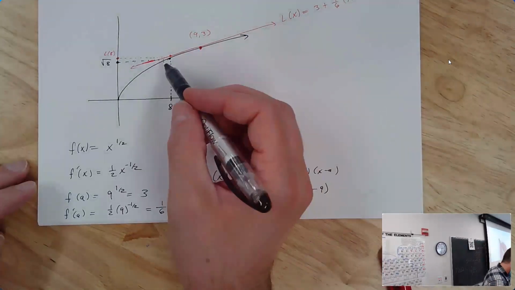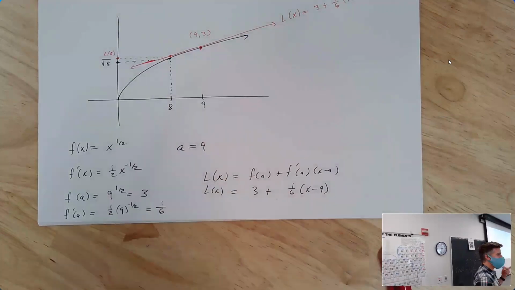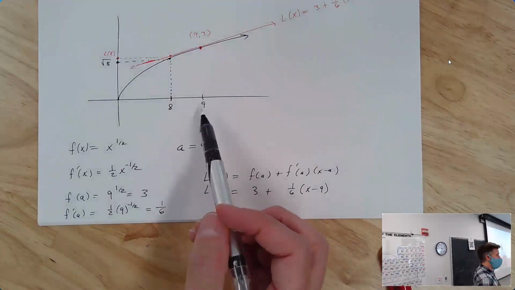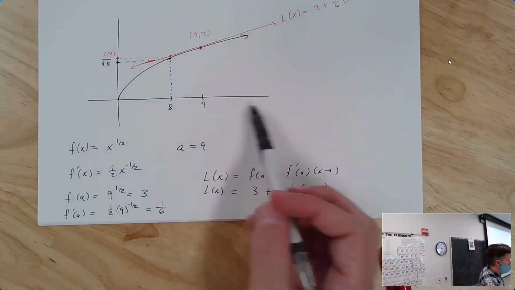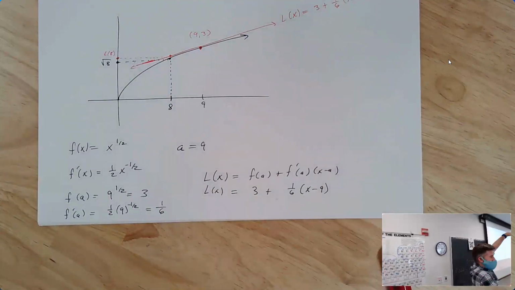So it's a good approximation. Now I will point out, if you were trying to use this to approximate the square root of 17, that'd be a bad idea because 17 is far away. They're going to move further and further apart from each other as you move away from the point where you're linearizing it.